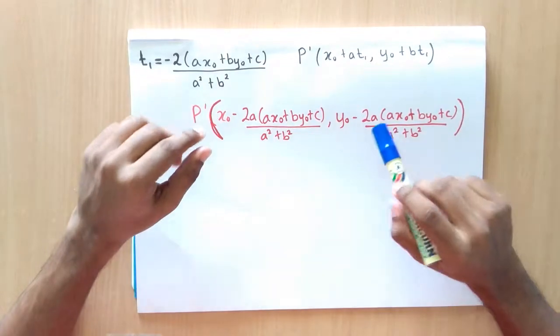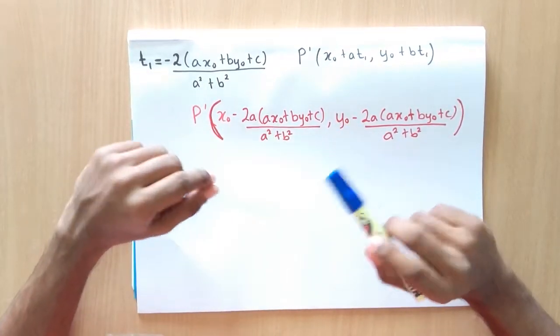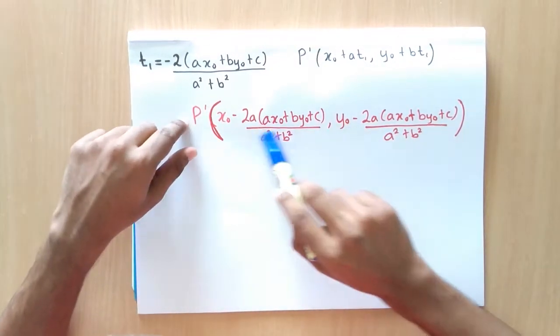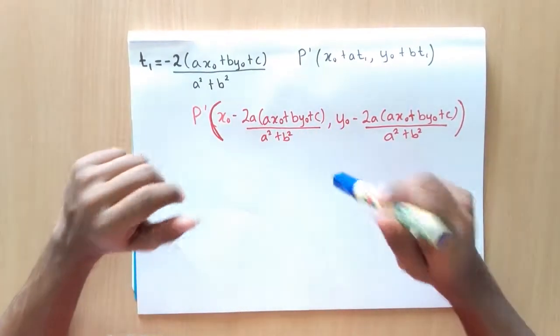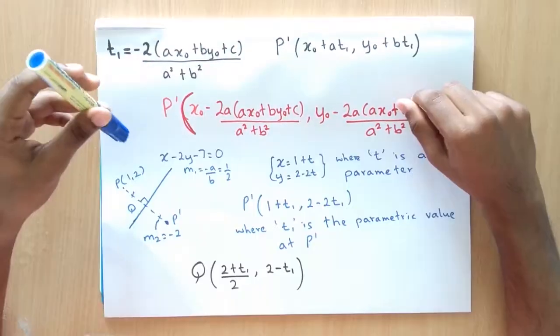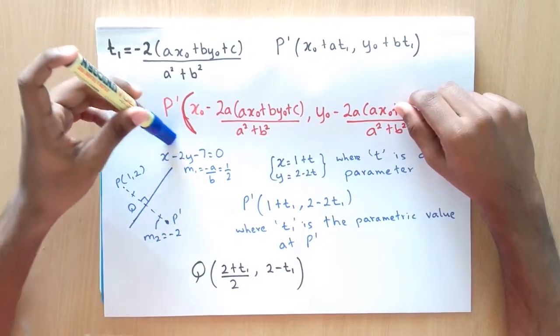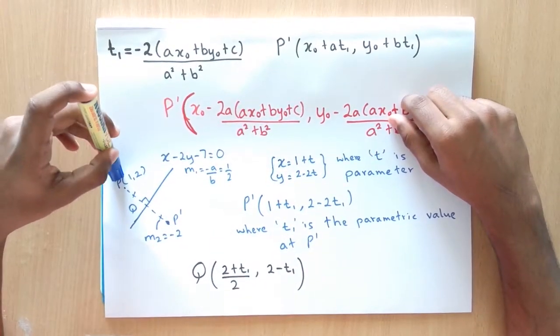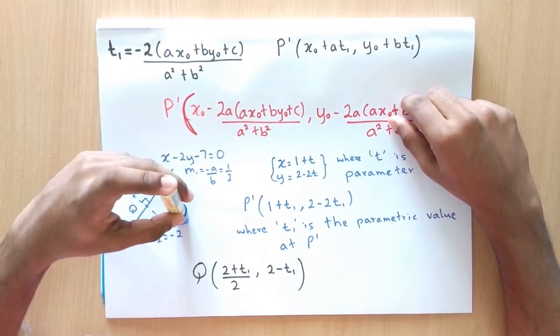Remember, you can't use this formula directly while solving questions. Either you prove it and then substitute the values, or simply use the method that I am going to use to solve the following example. The straight line given is x minus 2y minus 7 equals 0 and the point given is P(1, 2). We need to find the image P dash.